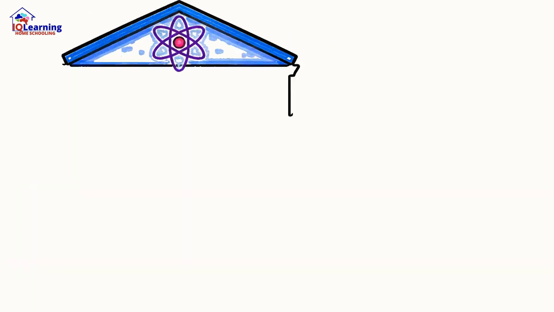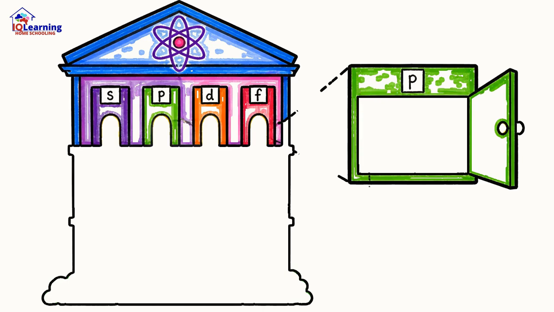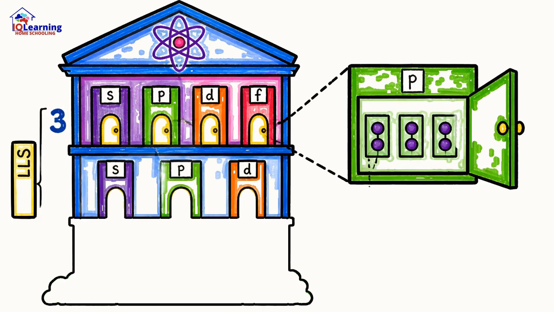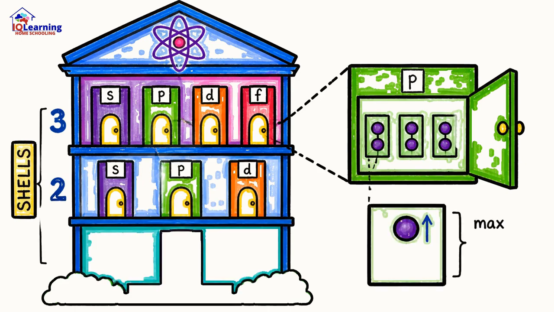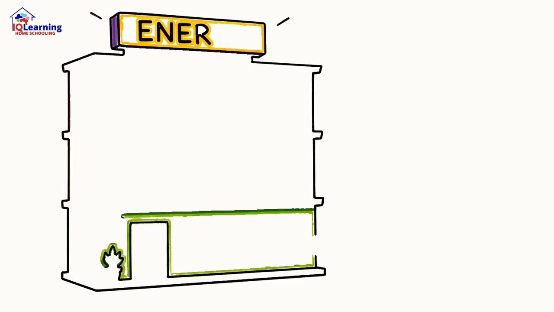Think of the electron cloud like a building. The main floors are the principal energy shells. On each floor are different types of rooms, the subshells called S, P, D, and F. And inside each room are orbitals, which can hold a maximum of 2 electrons each. So how do electrons move in?